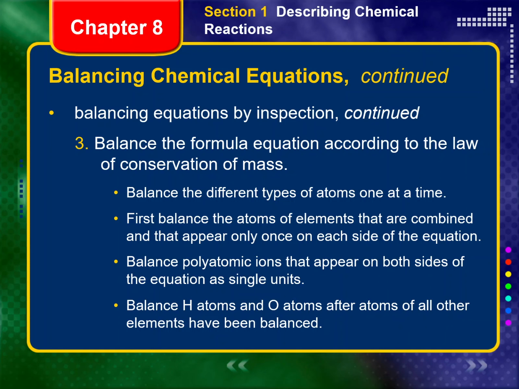The trial and error method of balancing equations is made easier by the use of the following guidelines. Balance the different types of atoms one at a time. First, balance the atoms of elements that are combined and that appear only once on each side of the equation. Balance polyatomic ions that appear on both sides of the equation as single units. And lastly, balance hydrogen atoms and oxygen atoms after atoms of all other elements have been balanced.